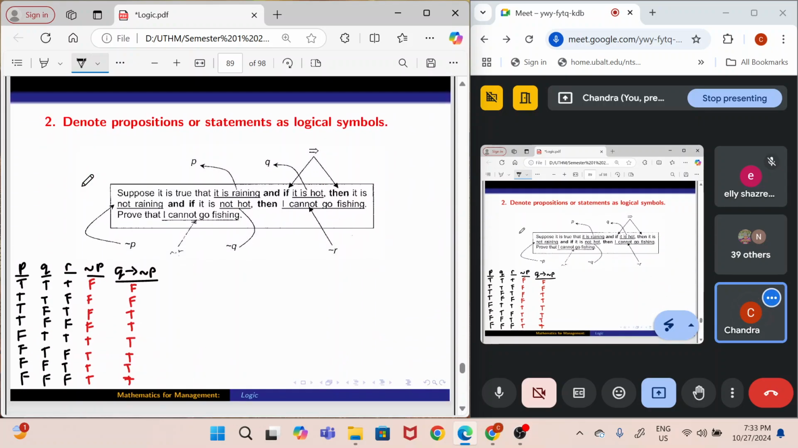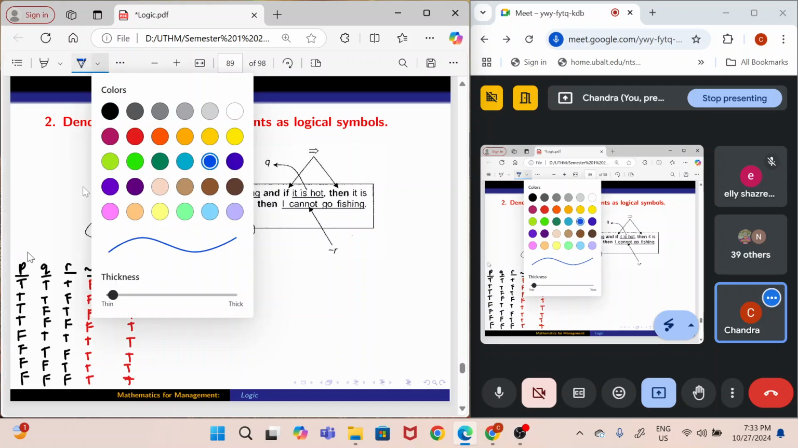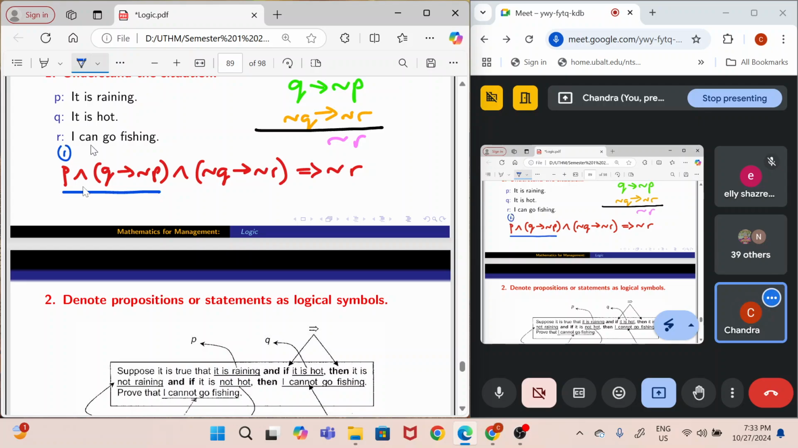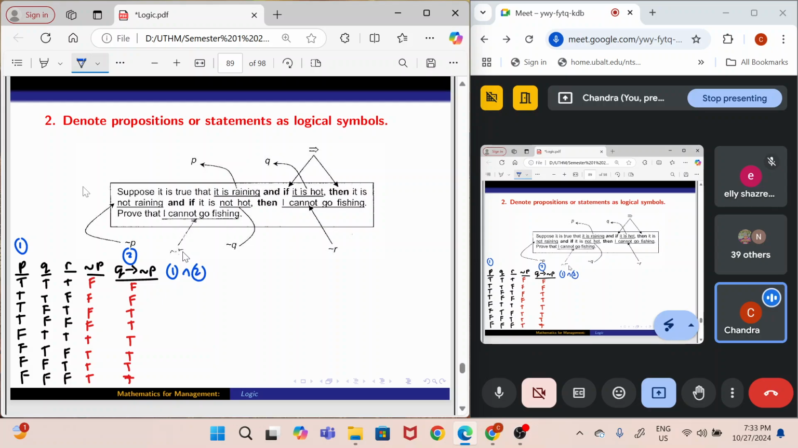So I'm going to denote this as 1. This one I'm going to denote by 2. So I'm going to write 1 and 2. This is 1 here, this is 2. This one is going to be 3 later. So n, 1 and 2. Where is 1 and 2? 1 is here and 2 is here.